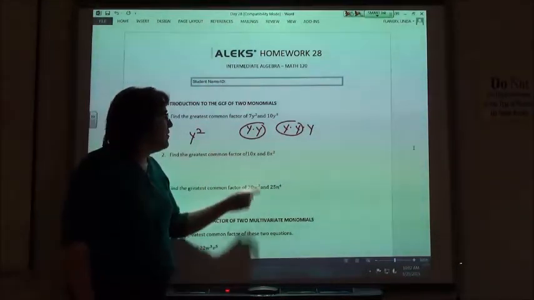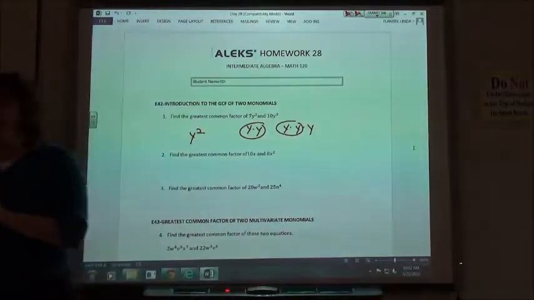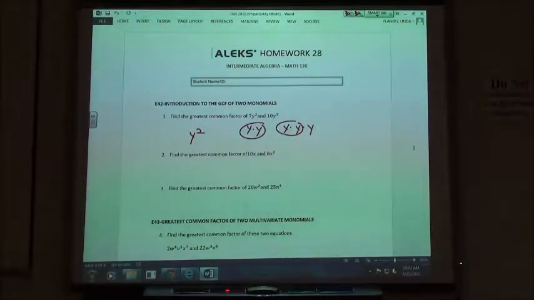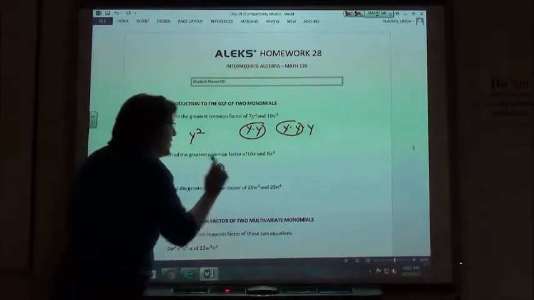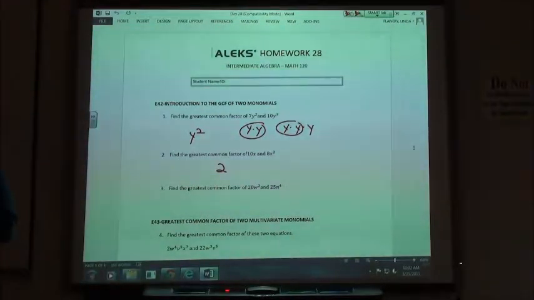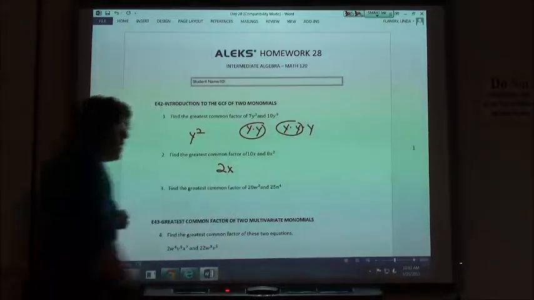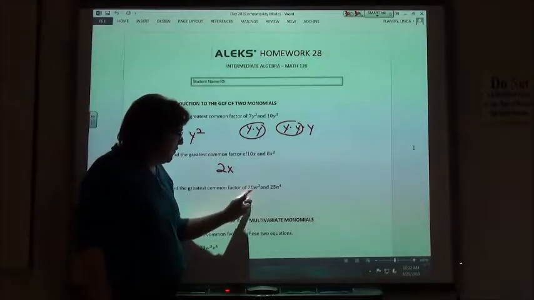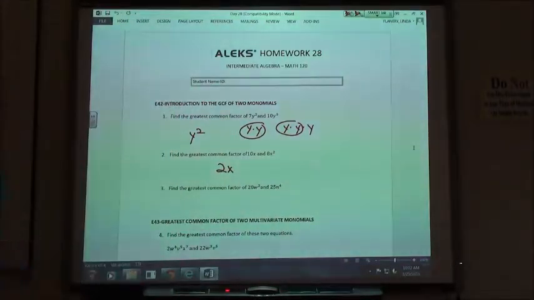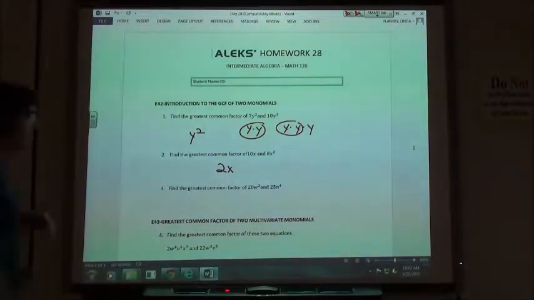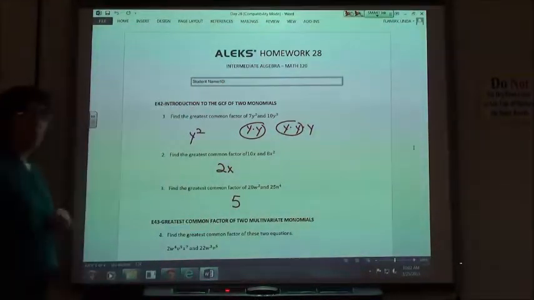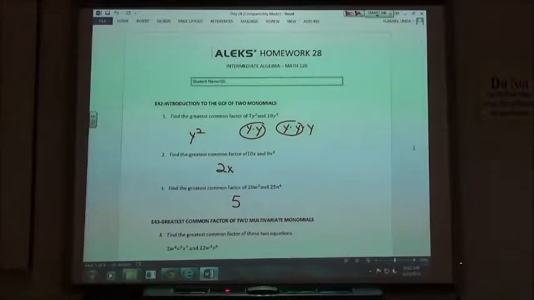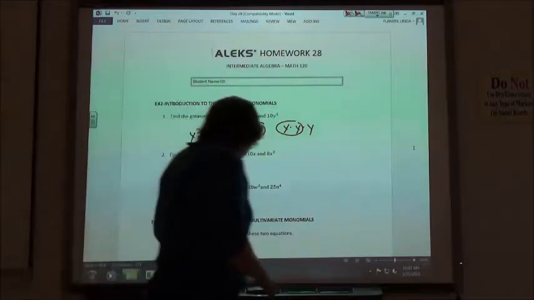So if I'm finding the greatest common factor of 10x and 8x squared, 10 and 8's greatest common factor would be 2. If I have an x and an x squared, the greatest common factor is just an x. They both have one x in common. So 2x would be my greatest common factor of 10x and 8x squared. My greatest common factor of 20w squared and 25n to the fourth is just going to be a 5. 20 and 25, their greatest common factor is 5. The w squared and the n to the fourth don't have anything in common. They're 2 different variables. So just the 5.